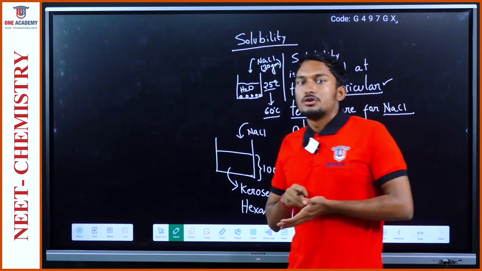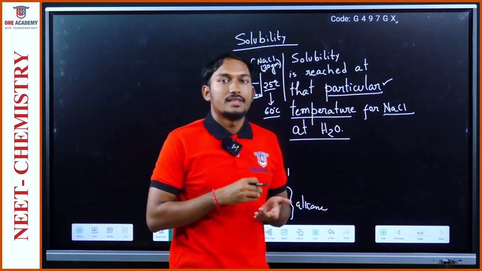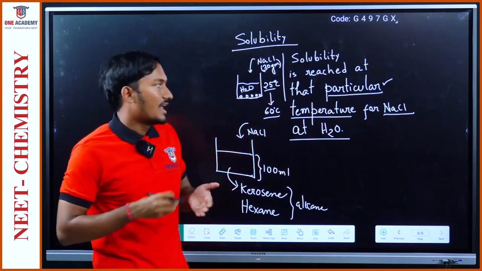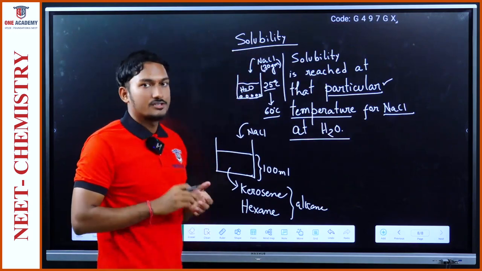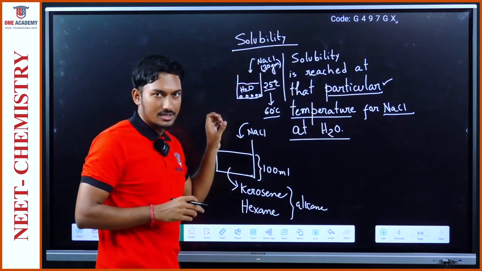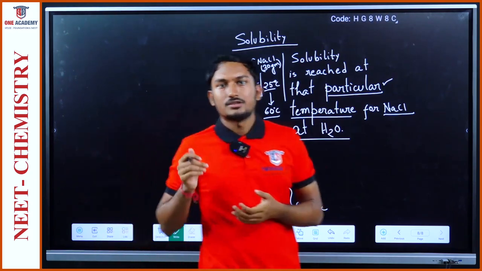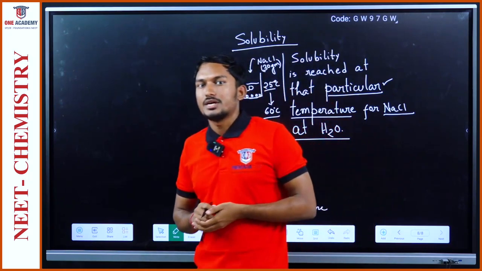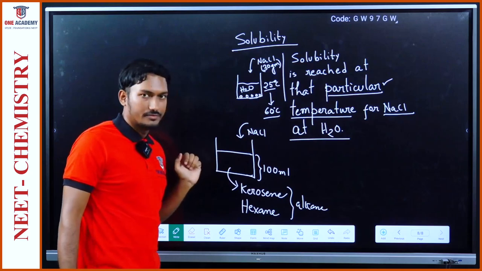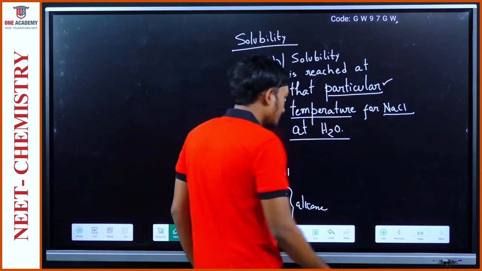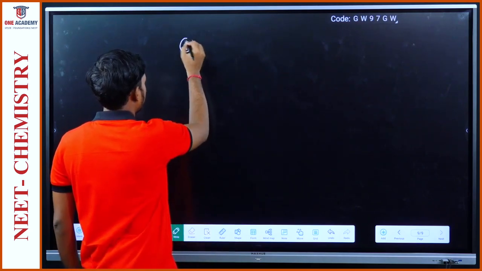For the dissolution of any solute in a solvent, you have to remember that like dissolves like. H2O over here is polar, and NaCl is also polar. That's why they will dissolve easily. But in this case, NaCl is polar, but the solvent is non-polar. That's why the solubility of NaCl will be very minimal in this kind of solvent. So let's understand the factors on which solubility depends.